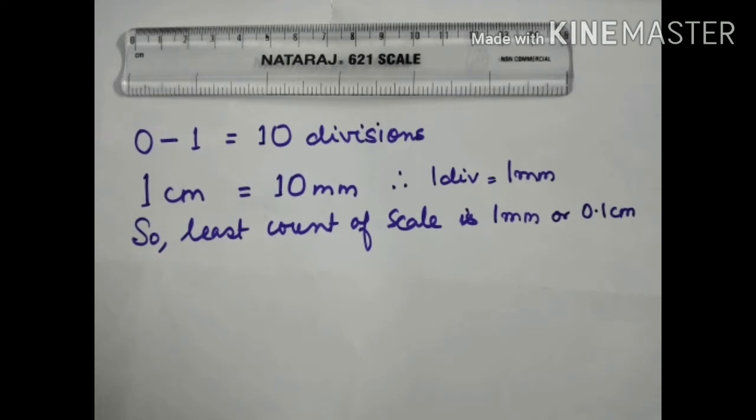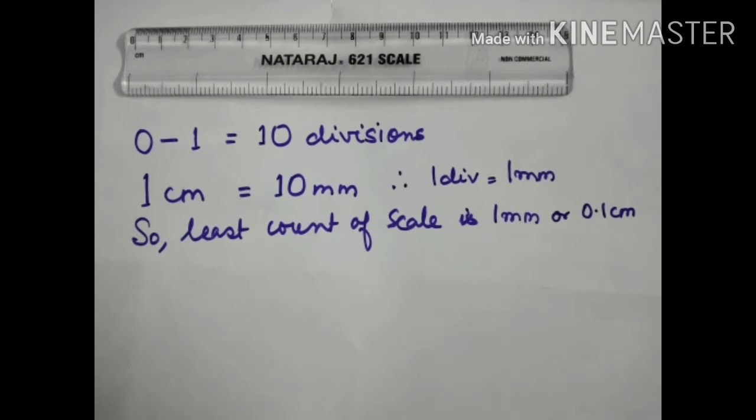So, a meter scale can be used to measure length correct only up to 1 millimeter, that is 1 decimal place of a centimeter. It cannot measure length with still more accuracy, say up to the second decimal or third decimal.